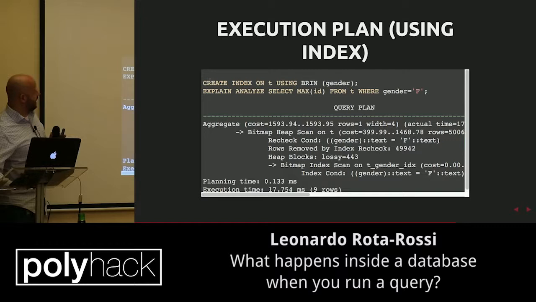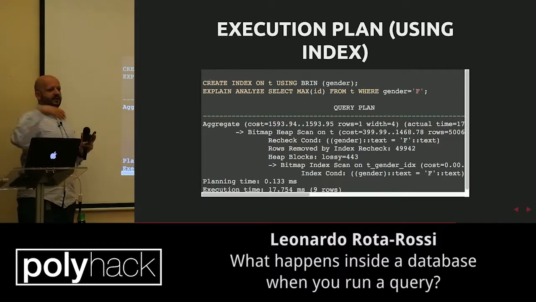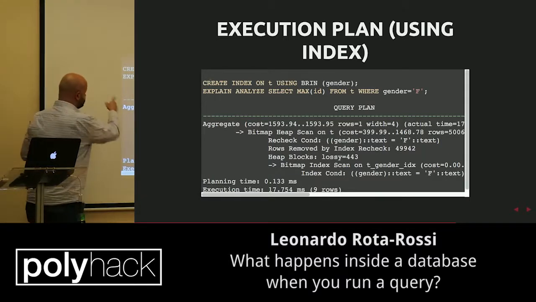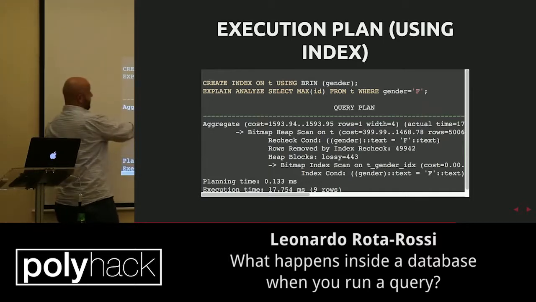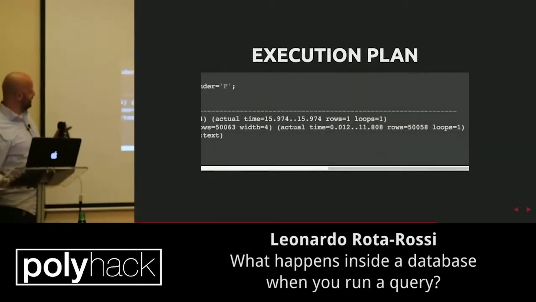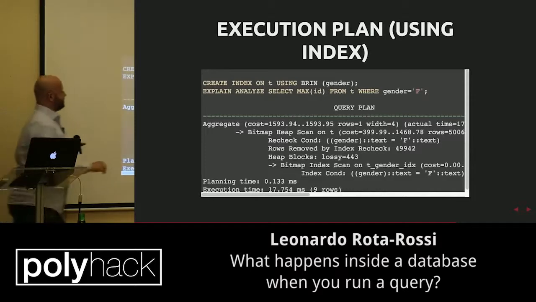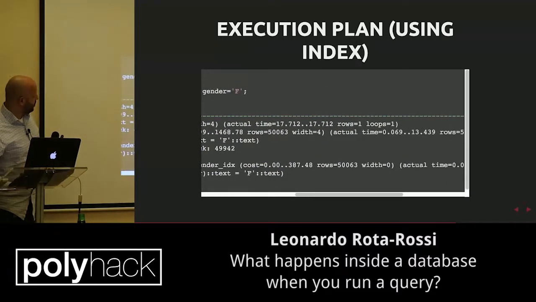Then I created an index for that. This is a type of index that is specific for binary data. If I have data that is discrete with a small number of variations, I can use this kind of index. And I can see the plan here. It's actually using the index. The cost is a little bit lower, 1,800 versus 1,500. So it's a little bit lower. But the actual time was worse.